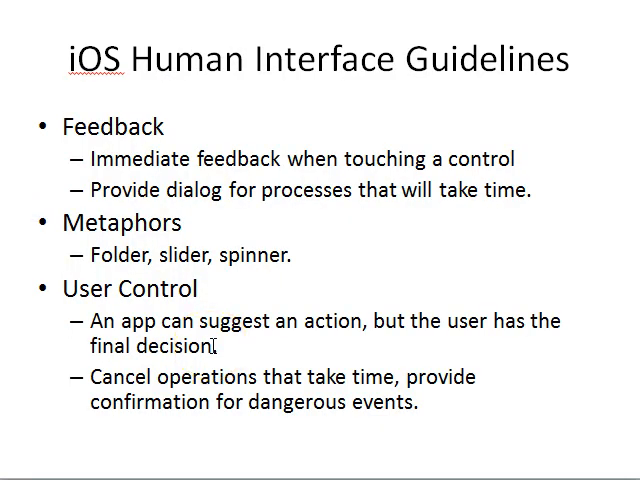Okay? An app can suggest an action, but the user has the final decision. Remember I told you in the last recording about when my flight to Boston was delayed and I was going to miss my connection. I went to the app and it suggested that I take a different flight, but then it let me decide. That's a perfect example of user control. Take the data, make a suggestion based on an optimization of the data, and then let the user decide.